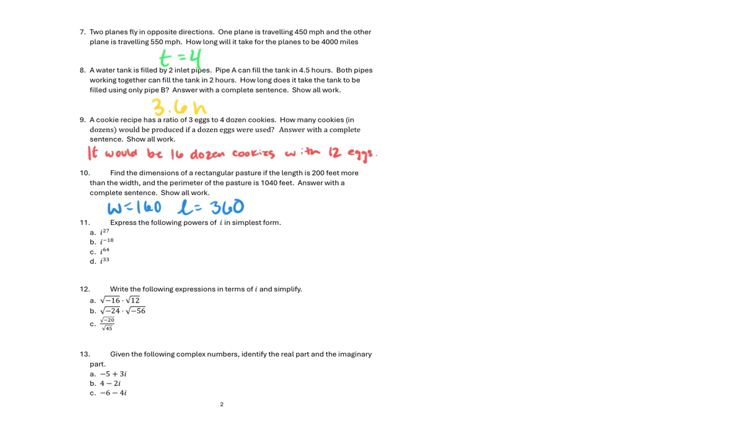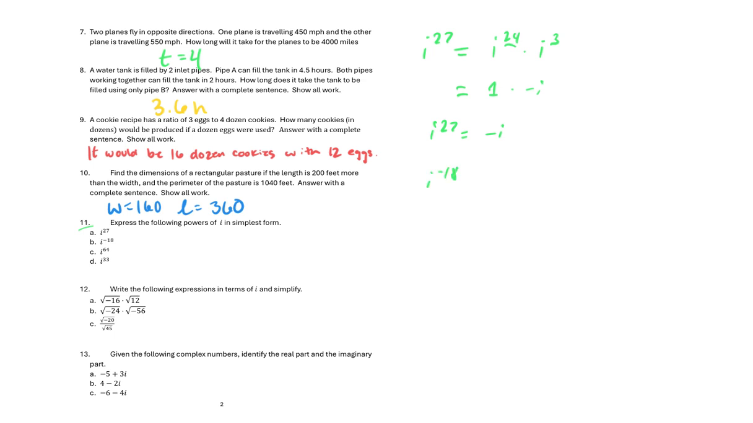All right, number 11. Write the following powers of i in the simplest form. So i to the 27th, we can break that into i to the 24th times i cubed. We want this one to be a multiple of 4. So this will then simplify to 1 times, and then the i cubed simplifies to negative i. So i to the 27th simplifies to negative i.